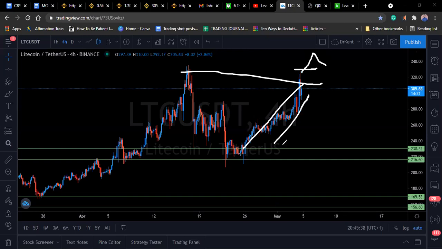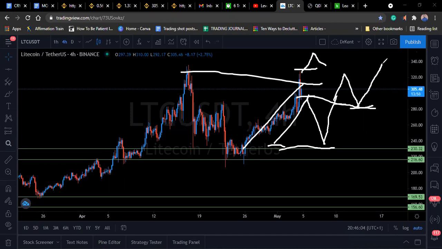If this was your support, this was your resistance, let's say price came down to support, pushed above it, got to resistance, but then broke above resistance, came down. Now this former resistance has become your support. Then price can push up again, break through this place that was resistant before, retest it, then shoot higher. Now that is simple.